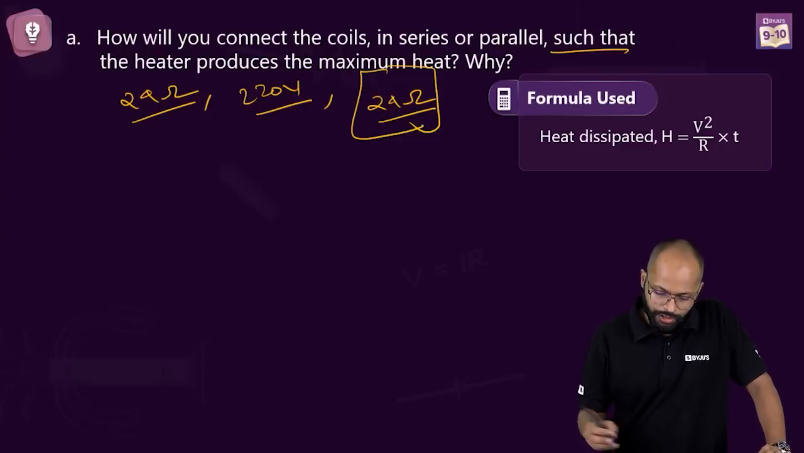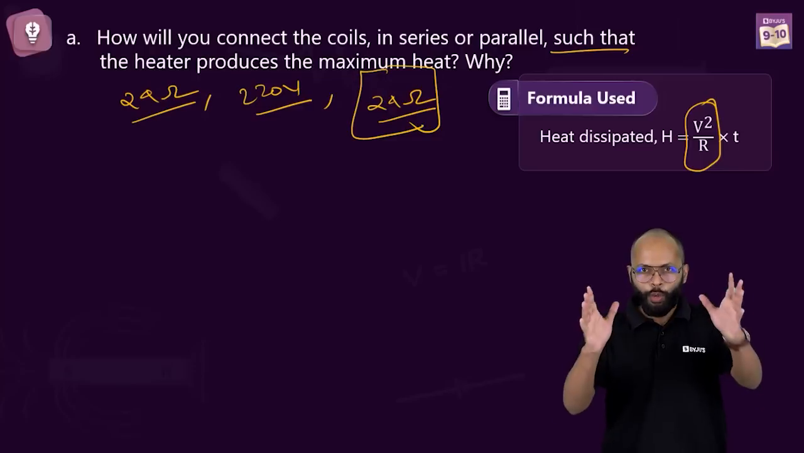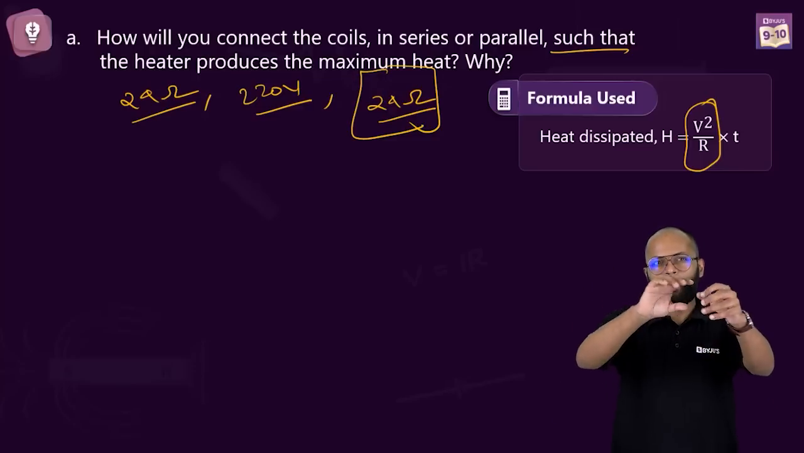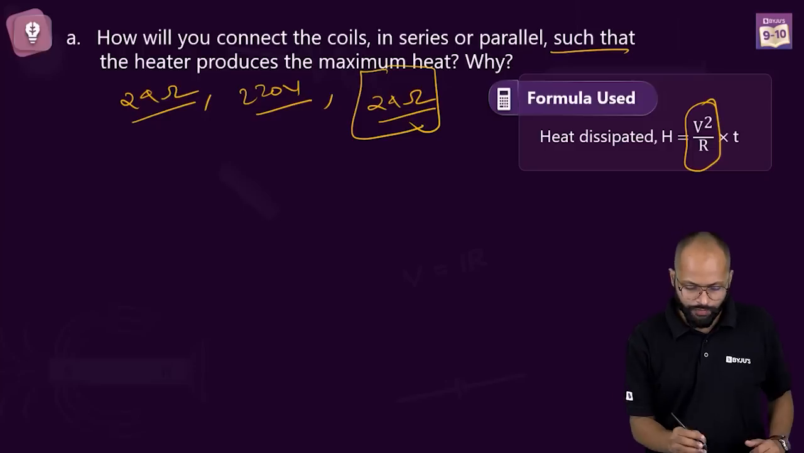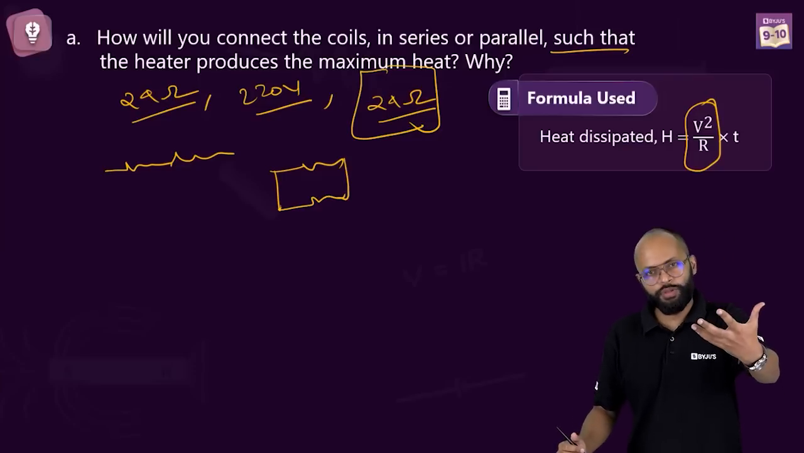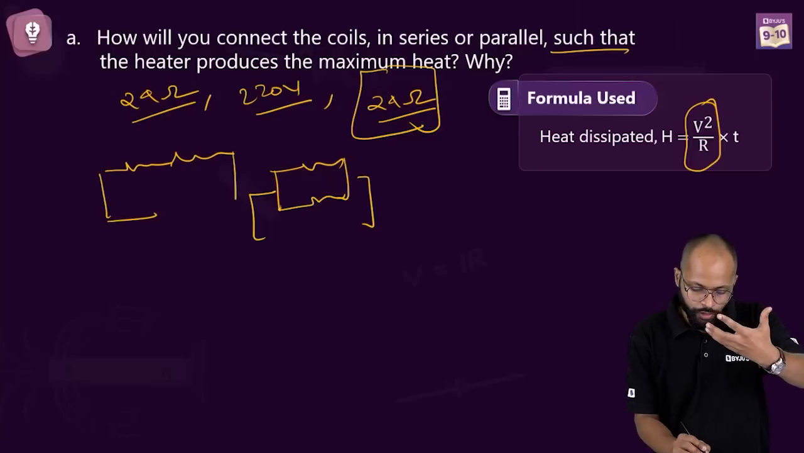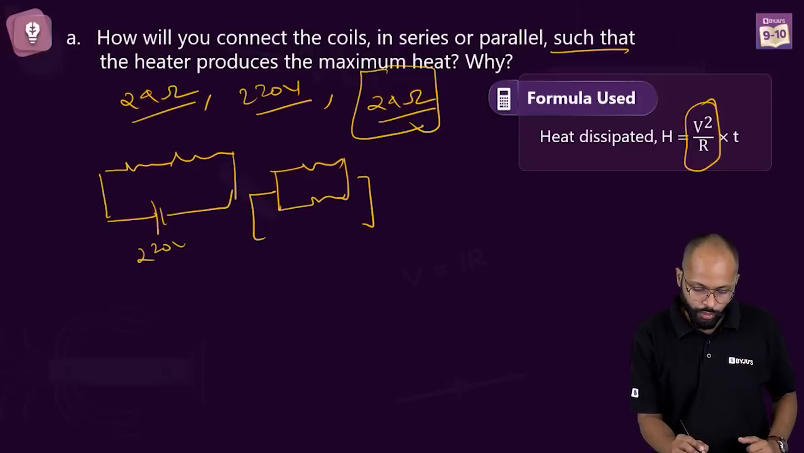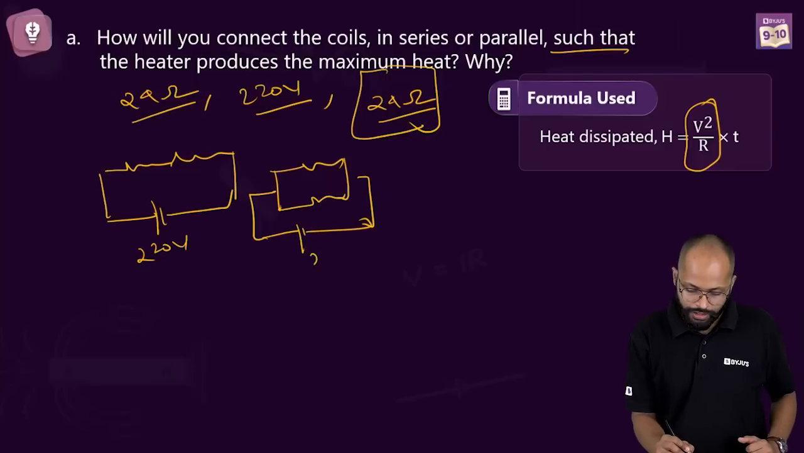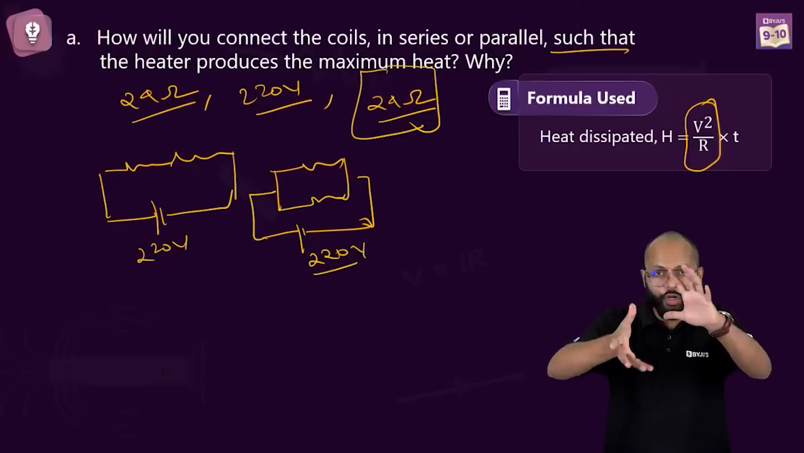Why am I using this formula? Sir, why not I square RT? Why not VIT? Why? See, total heat produced we are talking about, right? Whatever connection you do, maybe this or maybe this, we are talking about total heat produced. Whatever connection you do, the total voltage drop would be how much? 220 volt, right? This 220 volt will be the total voltage drop on the combination.